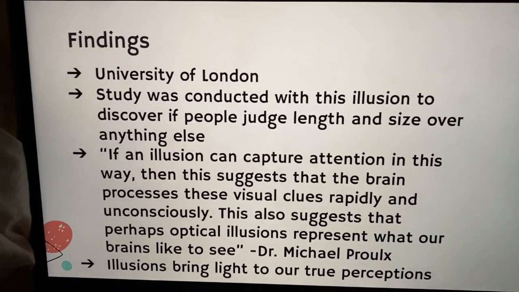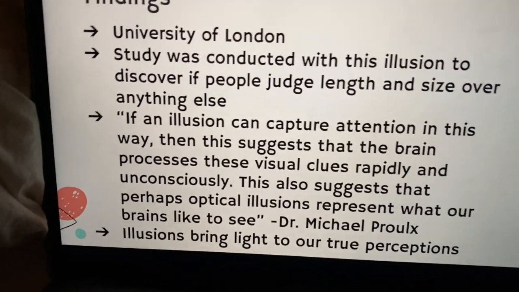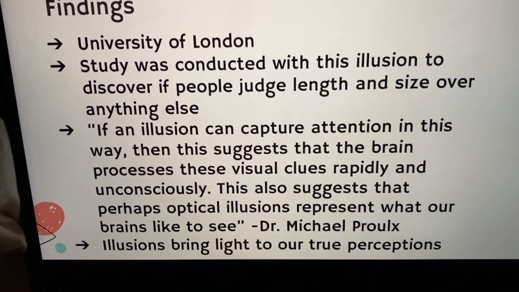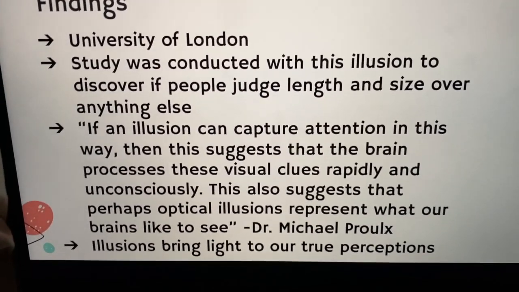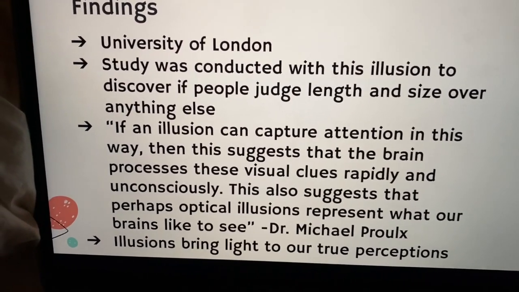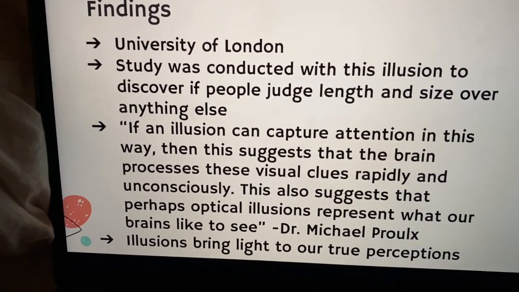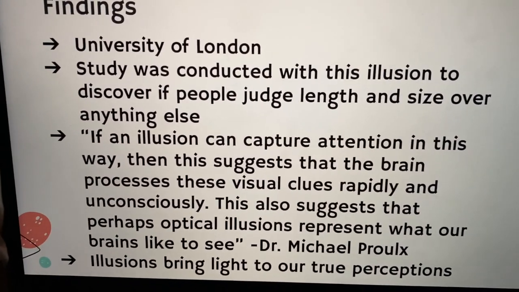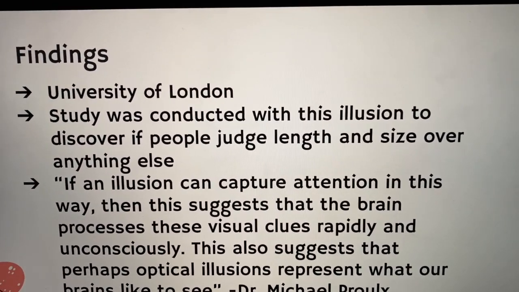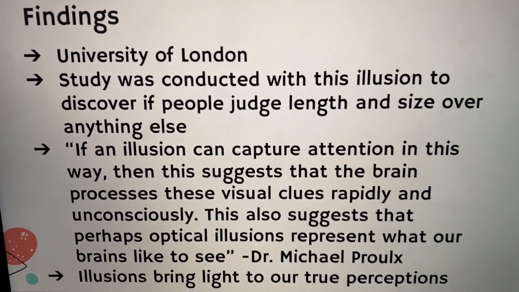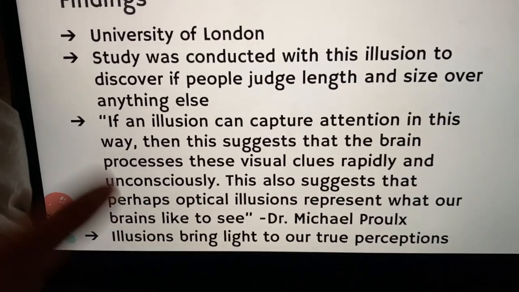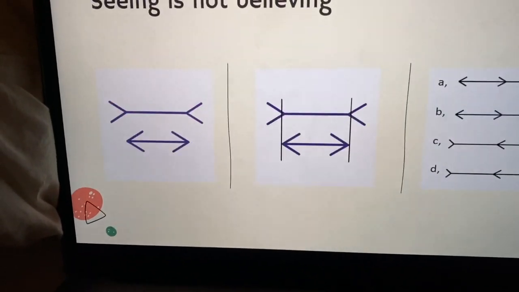And here's a quote by Dr. Michael Prell, who I used as a source in my paper. Basically it says, if an illusion can capture attention in this way, then it suggests that the brain processes these visual cues rapidly and unconsciously. This also suggests that perhaps optical illusions represent what our brains like to see, and also that illusions bring light to our true perceptions, which I will get into later.